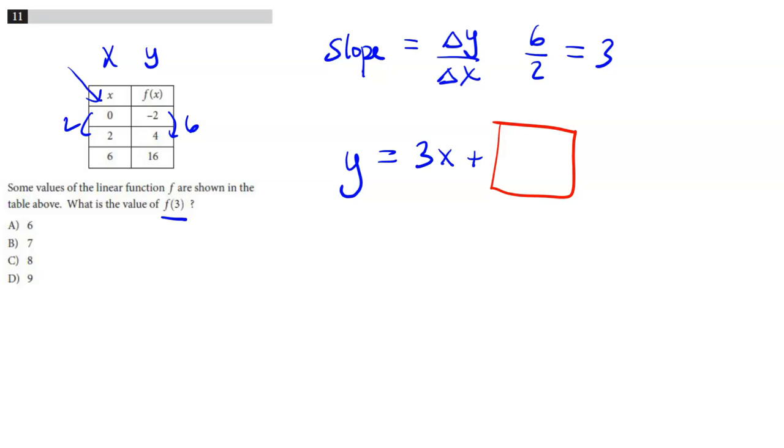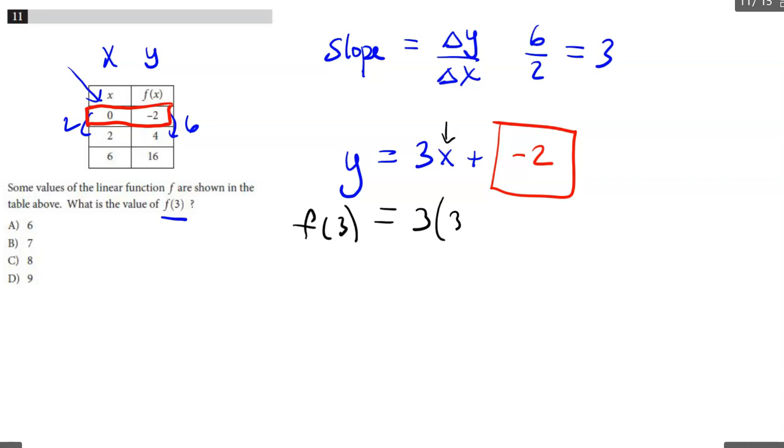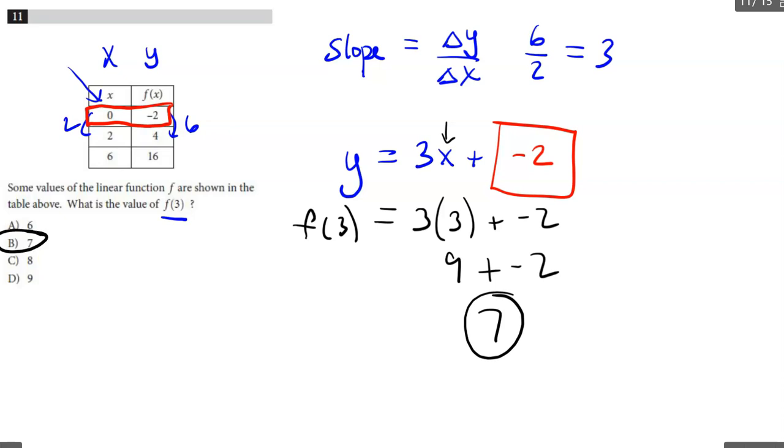So I'd really like to find this back number to help me with the equation. Well, actually, I do have it. If I look at the table right here, the y-intercept occurs when x is 0. So I know this back number needs to be -2. Now it's going to be pretty easy. To find f(3), you just plug 3 in for this x right here and solve the equation. So you get 9 plus -2, which comes out to be 7. So that's one way to do it.